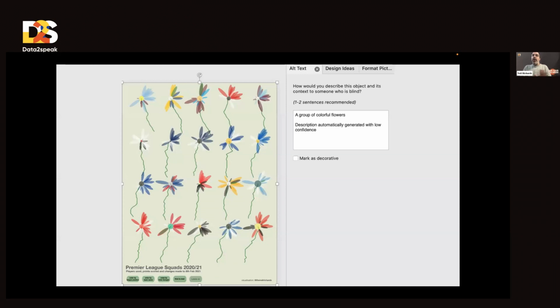So back to this, what I first loved about my flower visualization, which incidentally is all about Premier League squad content, was when I pasted it into PowerPoint, it represented it as a group of colorful flowers in the alt text, which I was really pleased at, because I know I've just done some circles and ellipses and colors and polygons there, but it has been recognized as flowers.